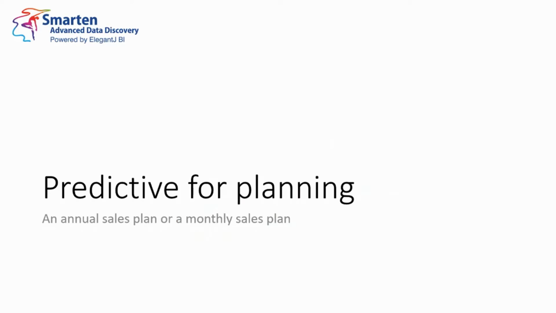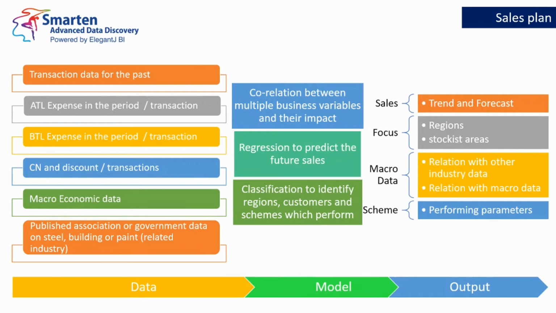And then we can have a model for planning. Okay, so basically, you can have the credit note, discounts, macroeconomic data, combine it, run a regression, and you can do a trend and a forecast. You can get the focus areas, you can get the macro data which it will connect to, and the performing parameters.